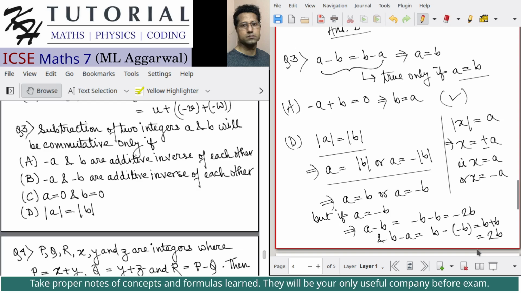So we must have A is equal to B. We cannot have A is equal to minus B. And statement D, saying that absolute value of A is equal to absolute value of B, means that A can have the value of B or minus B. But if A is minus B, it will not satisfy the fact that A minus B is equal to B minus A. So D is incorrect. So definitely the correct choice is A. The only condition is that A equals B, and A equals B also means that minus A and B are additive inverses of each other.